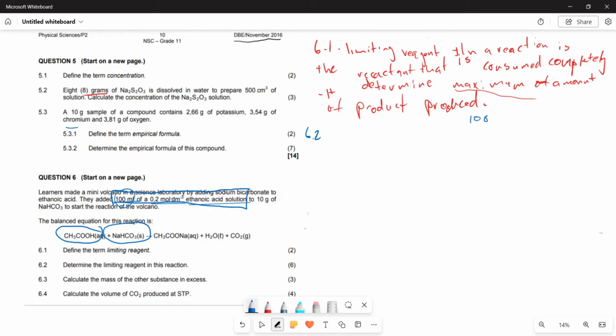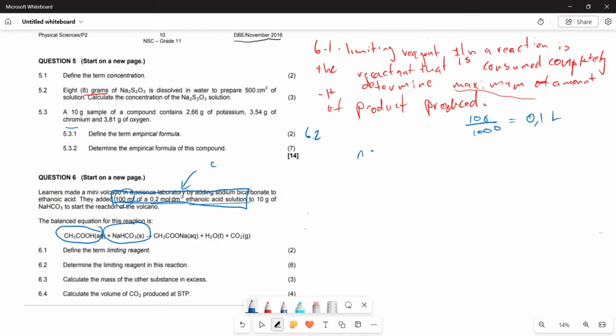You're going to say, your 100 divided by 1,000 is going to give you 0.1 liters, right? And secondly, this 0.2, what is this? This is going to be your concentration.